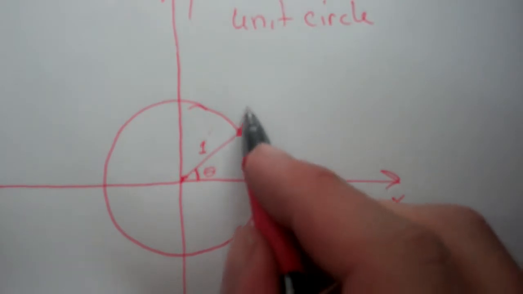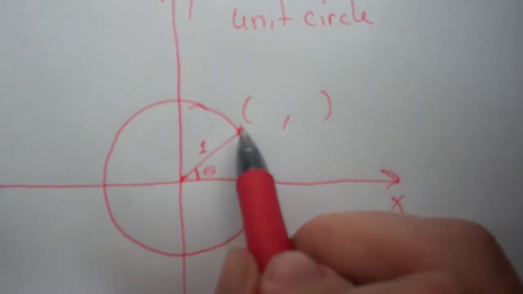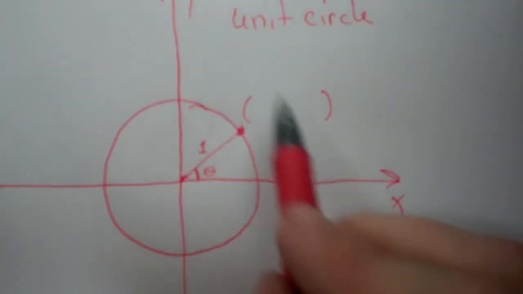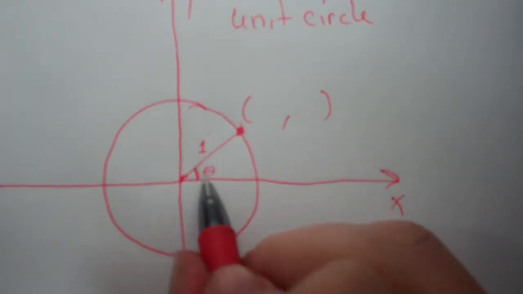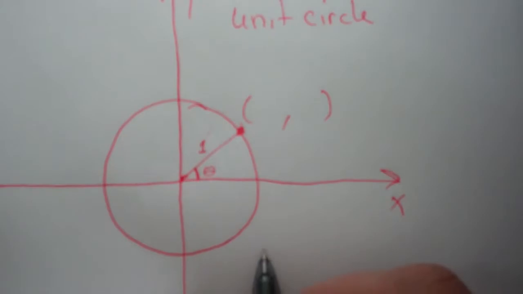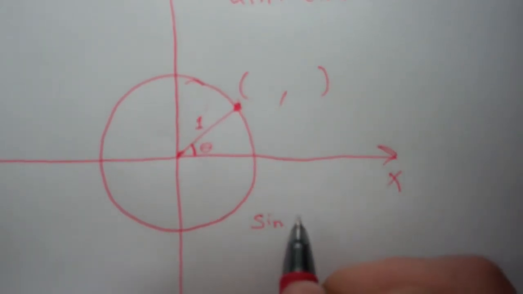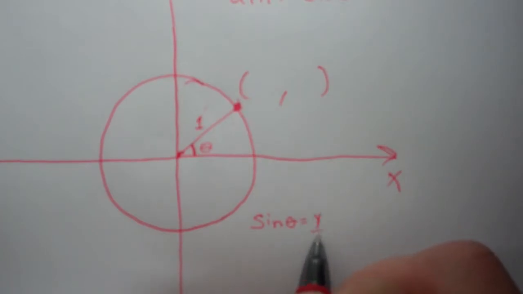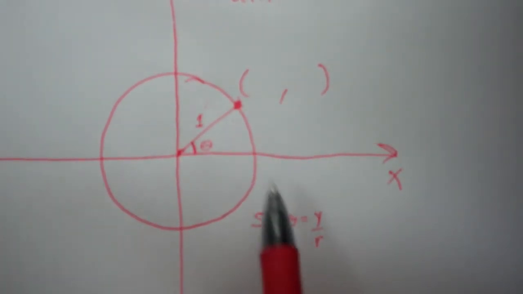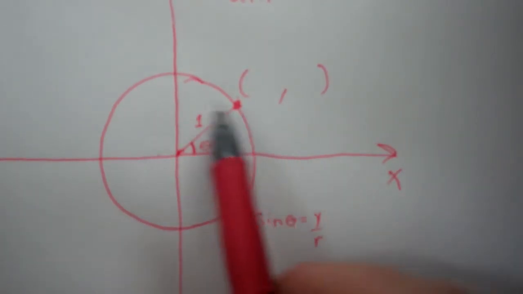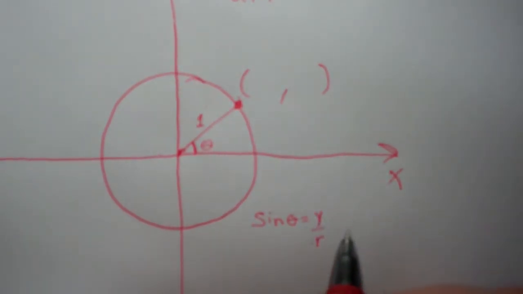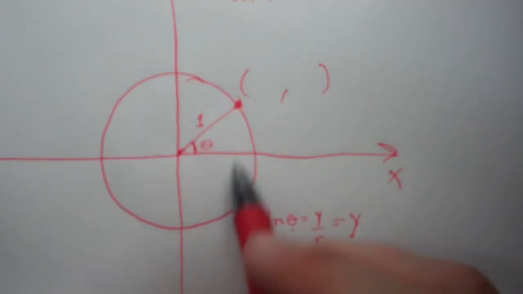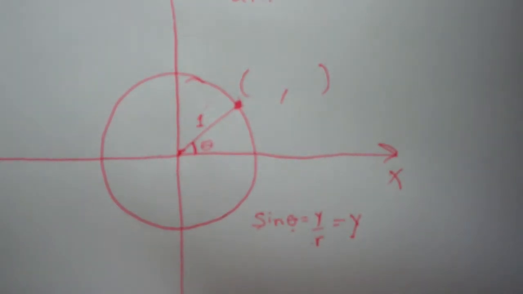Let's figure out the coordinates of this point. The coordinates of this point, and really any point, will work just the same. If we use the definitions of sine, cosine, and tangent that we talked about in the previous video, we know that the sine of theta is y over r, right? But what is r in this case? What is the radius of this unit circle? The radius is 1, which means that it's y divided by 1, which is y. So the sine of theta, when you're on a unit circle, is y.